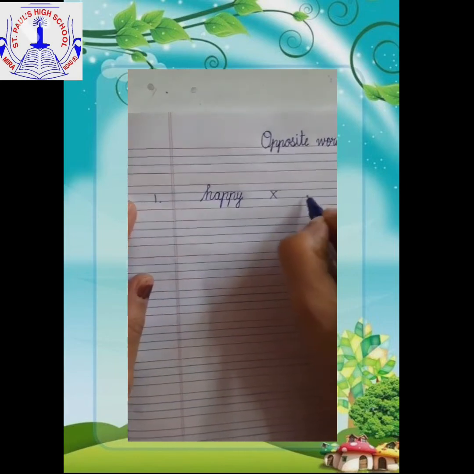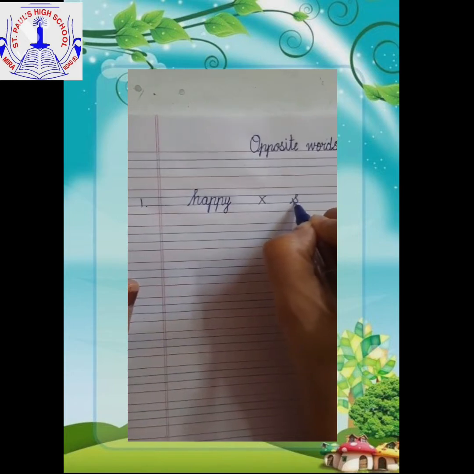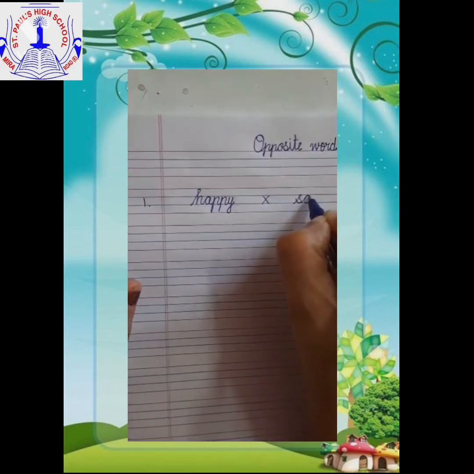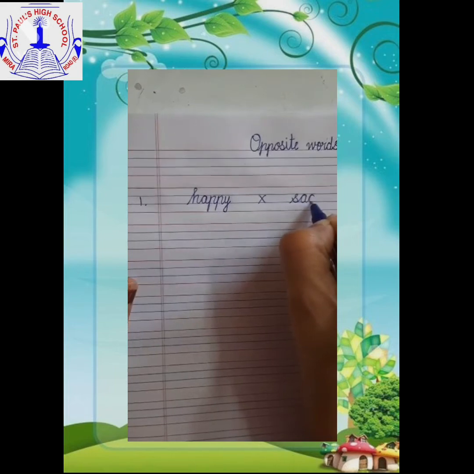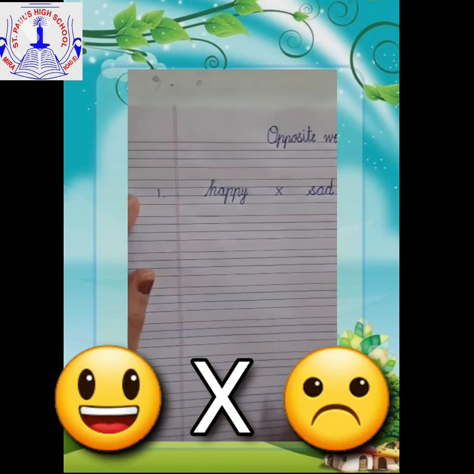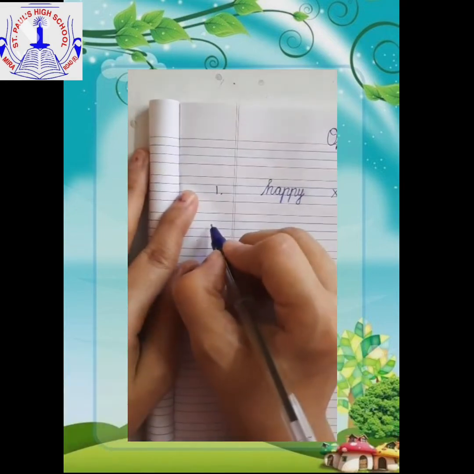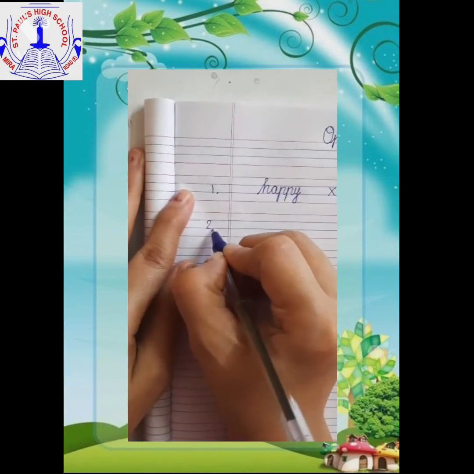What is the opposite of happy? It's sad. Small cursive S joining with A, D. S-A-D, sad. What is the opposite of happy? It's sad. Now come to the next line and write number 2 in the margin.